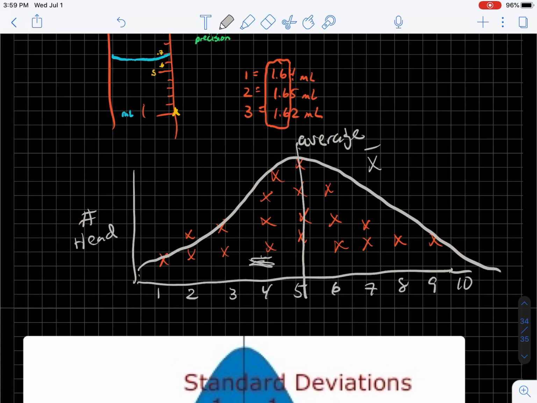Sometimes our estimates are going to be too low, and sometimes our estimates are going to be too high, but most of the values are going to be close to the average. And when we take the average of all things, that's going to be our correct value.